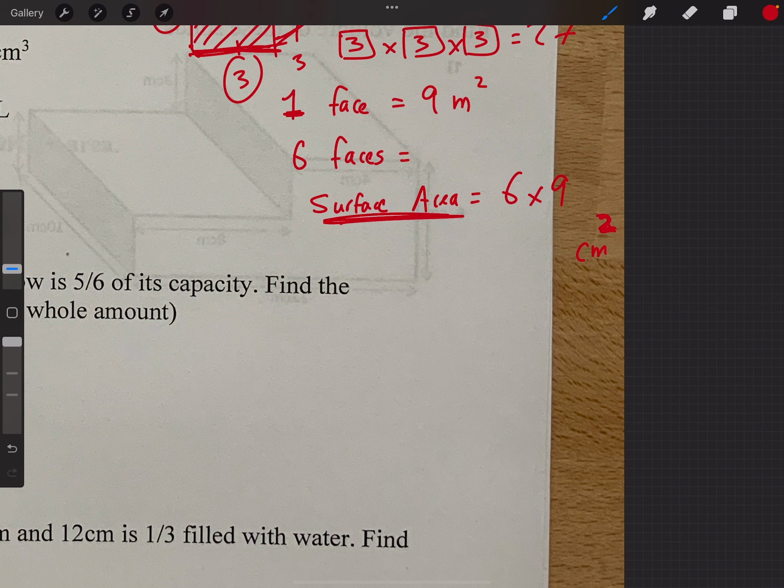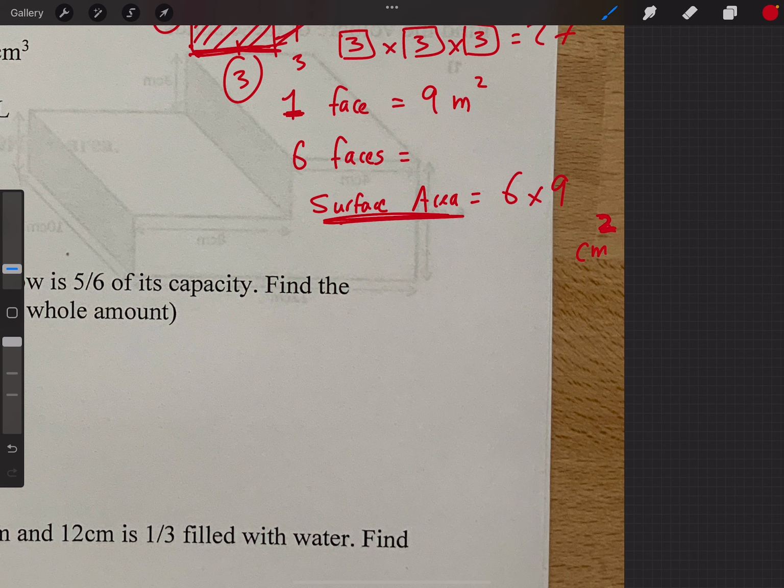Question 6. The volume of water in a tank is shown below. It is 5/6 of its capacity. Find the capacity of the tank. So this is 5/6 of the capacity. Okay, so that means that we're missing this piece here.